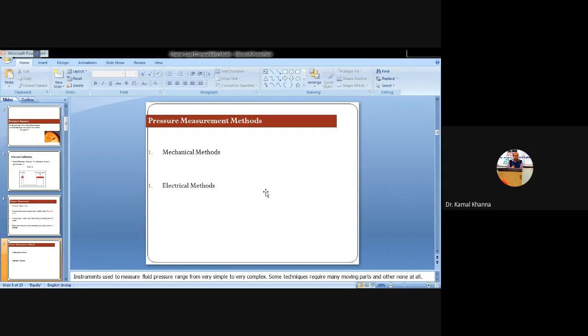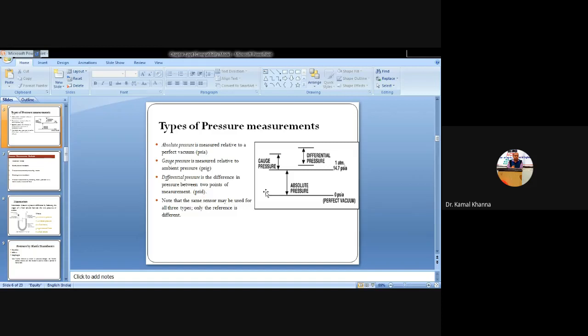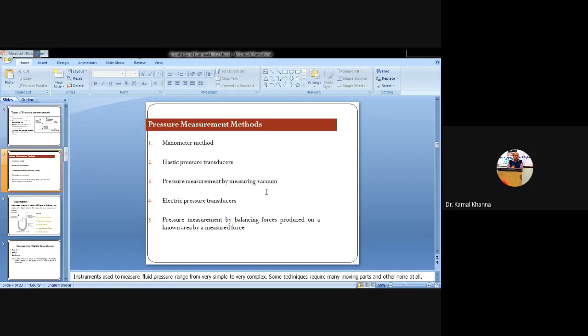So pressure measuring is coming in the main part of this chapter, that is pressure and its measurement. We have the measuring devices. Generally we have two measuring methods, that is mechanical methods and electrical methods. So we'll continue on these. First one is the pressure measuring methods. We have the manometer method, elastic pressure transducers, pressure measuring by measuring vacuum, and electric pressure transducers. Pressure is measured by devices like manometers and mechanical gauges, and both fall in the category of mechanical methods.